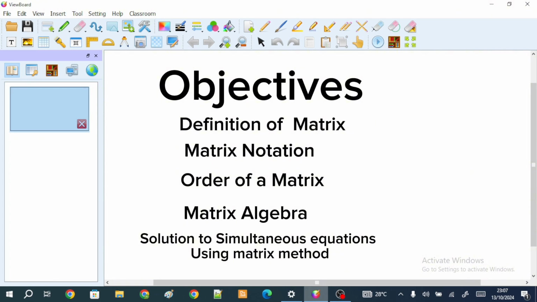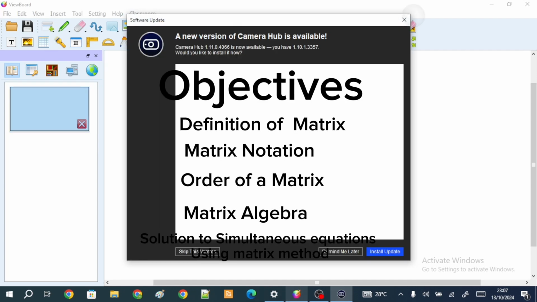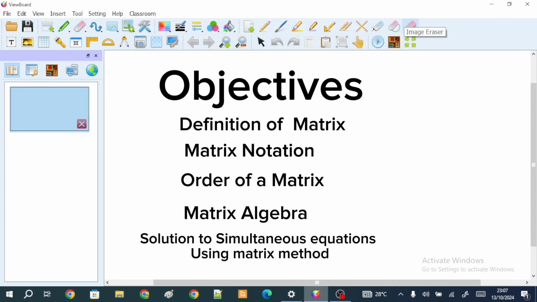We are going to look at the determinant of a 2 by 2 matrix and the determinant of a 3 by 3 matrix, and finally we're going to apply this knowledge to solve simultaneous equations in 2 unknowns and simultaneous equations in 3 unknowns. Okay, let's begin by defining a matrix.